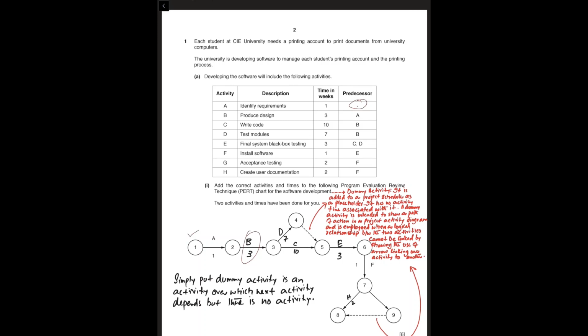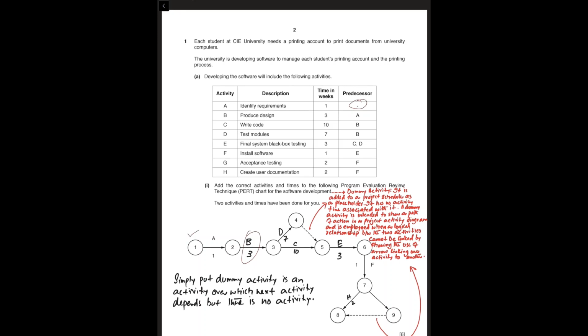So let me revise once again. A dummy activity is added to a project schedule as a placeholder. It has no activity time associated with it. A dummy activity is intended to show a path of action in a project activity diagram and is employed when a logical relationship between two activities cannot be linked by showing the use of an arrow linking one activity to another.